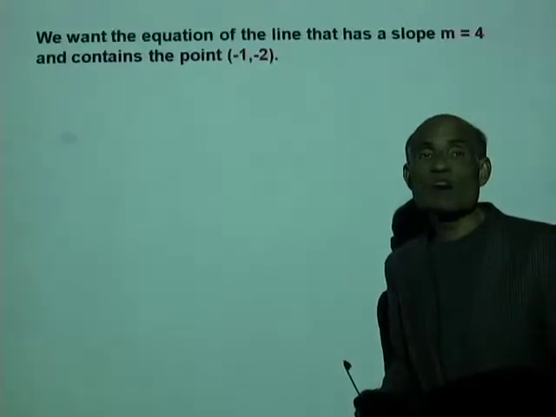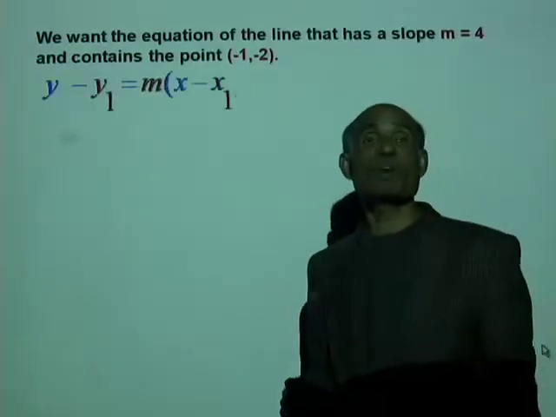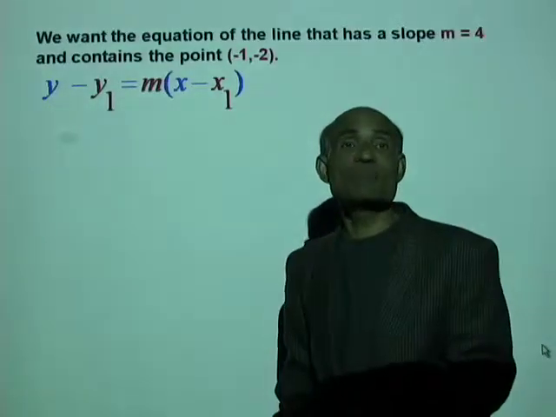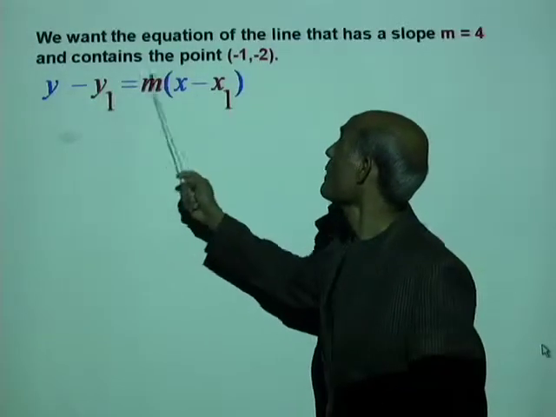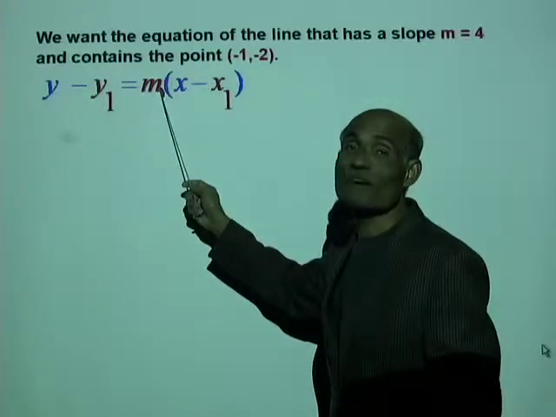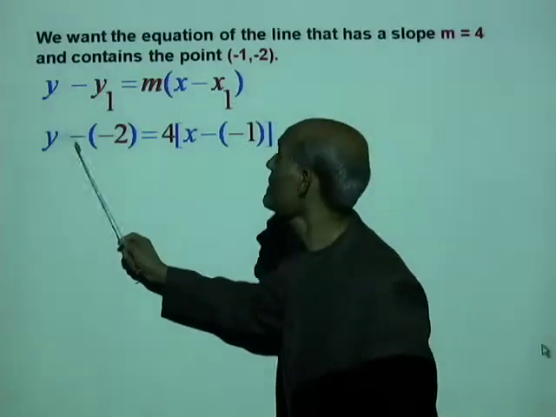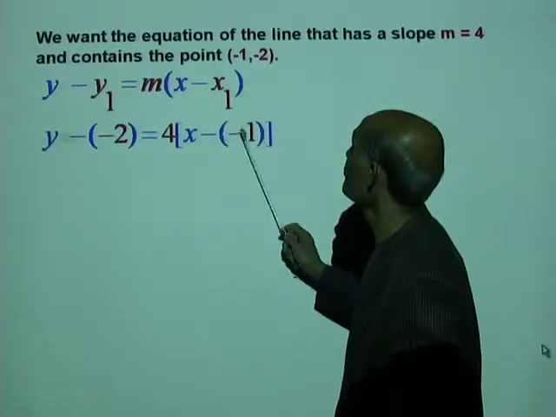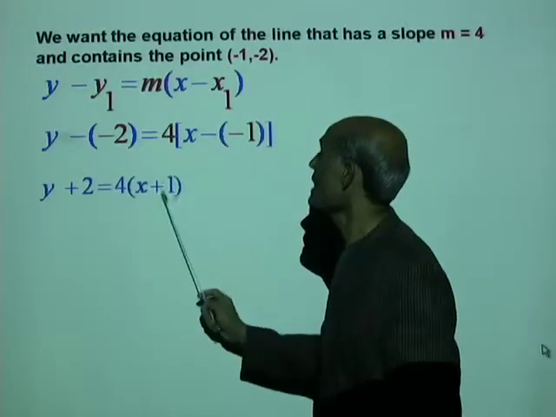What is the equation of the tangent line that has the slope m and passes through a point x1, y1? y minus y1 equal to m times x minus x1. Your x1 is -1, y1 is -2, m is, remember the value of m we found in the last slide? m equal to 4. So that will be y minus -2 equal to 4 times x minus -1. That gives me y plus 2 equal to 4 times x plus 1.